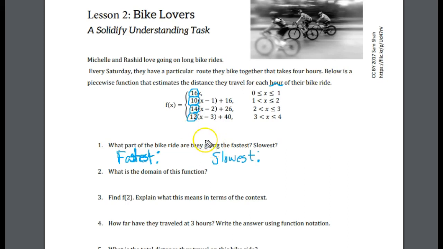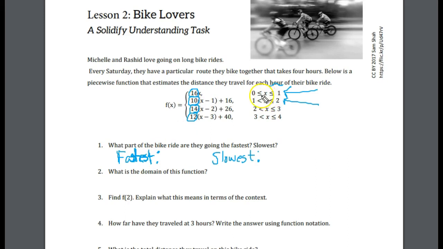Of those, I notice that the biggest one, the fastest, is going to be the first one, and the smallest is going to be the slowest, and that's actually going to be the second one, which would make sense because that means they rode fast for a whole hour, and then they were probably tired. So they probably had to slow down a bit to get their breath back.